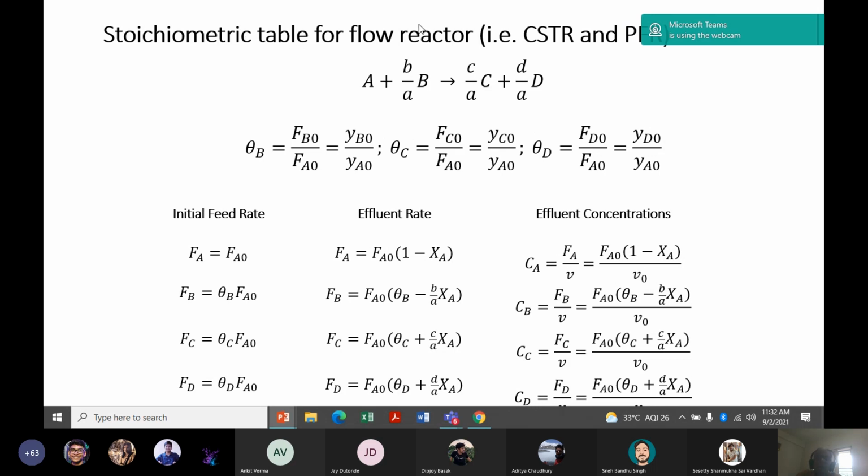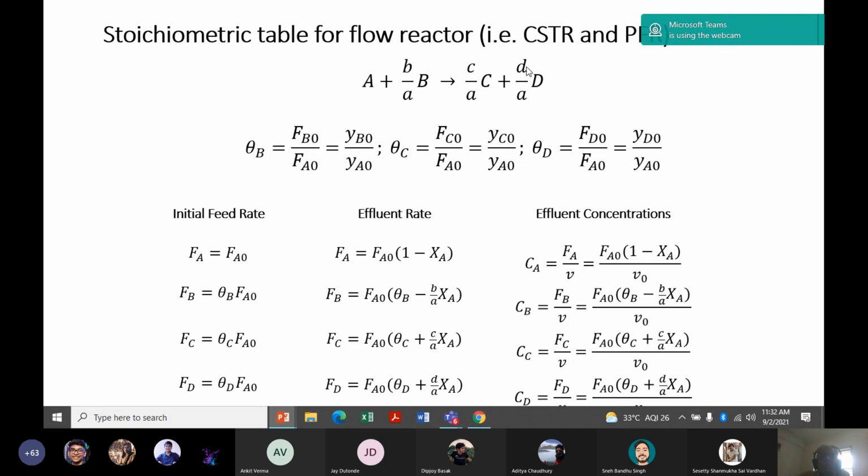Stoichiometric table for a flow reactor. What are flow reactors? Flow reactors are the CSTR and the plug flow reactor. Again, this will be discussed later. There are some similarities between the stoichiometric tables for flow reactors and the batch reactor. So in this chapter I am explaining the same stoichiometric table for the flow reactor, but flow reactors for variable volume reactions will be discussed in the second chapter of this slide.